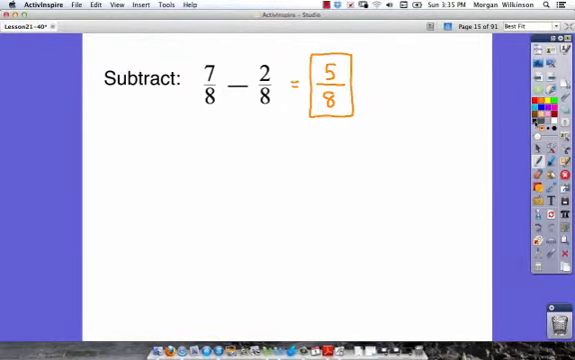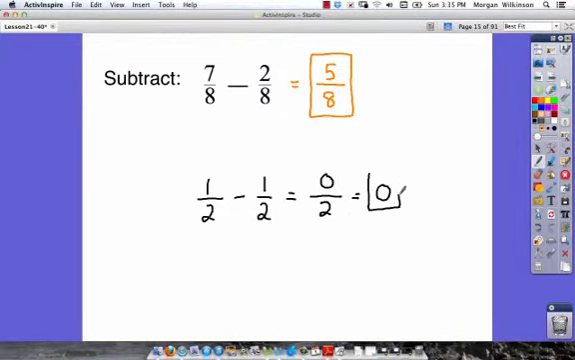Now let's say we had a problem that looked like this. 1/2 minus 1/2. Well, if we start with half of something and we take away half of something, we must not have anything left. Remember, denominator stays the same. 1 minus 1 is 0. So we get 0/2. So that must be equal to 0. And we have our final answer. Take away a half from a half, you have nothing. So our final answer of 0 makes perfect sense.